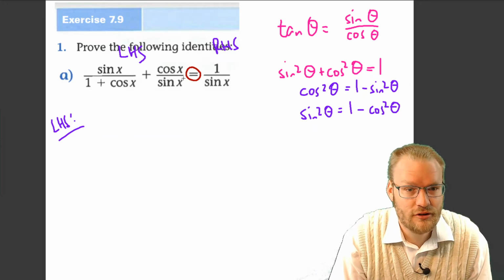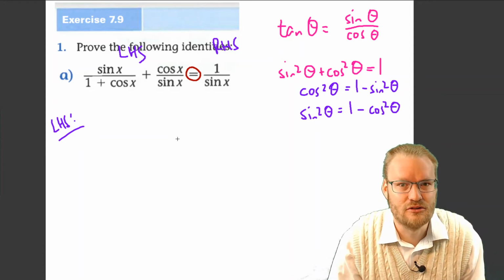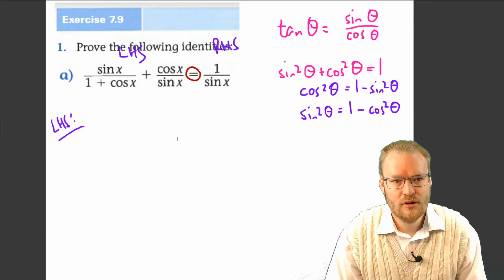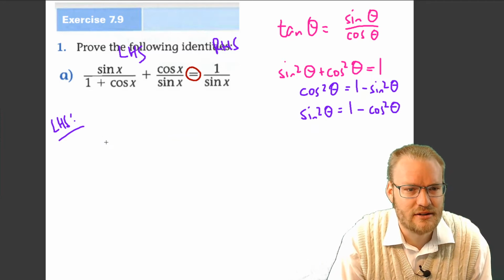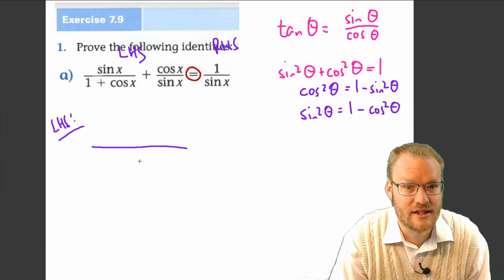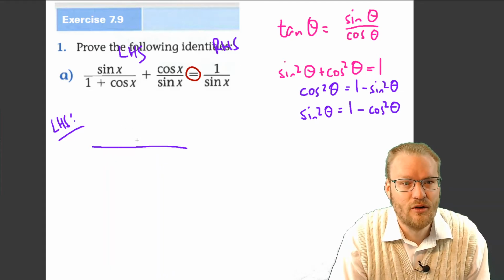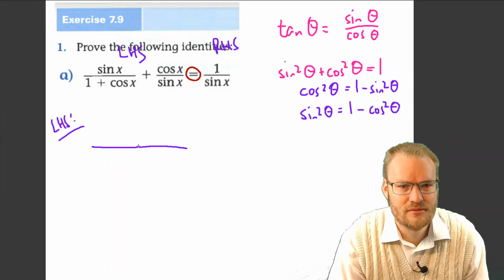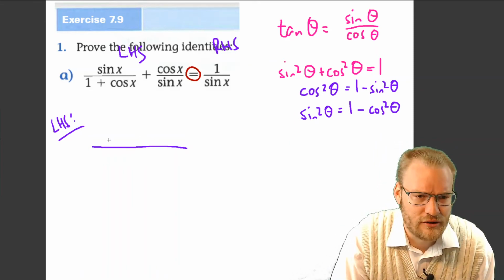We've got two fractions here. So what do you feel like we should do here? Well, I'm of the opinion that we should write this as one single fraction. So if we can write this as one fraction, maybe we can simplify things and turn this denominator into sine x and the numerator into 1. We may need to do some things along the way to get there though. So let's go for it.